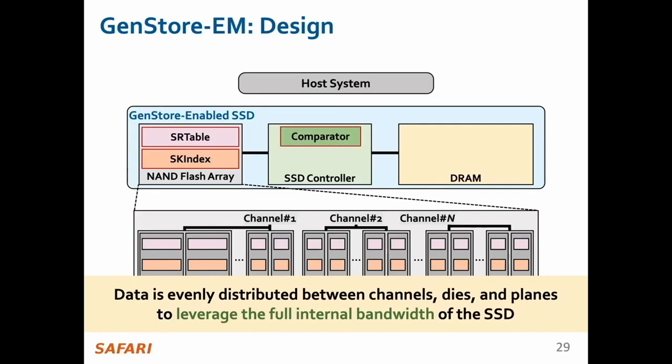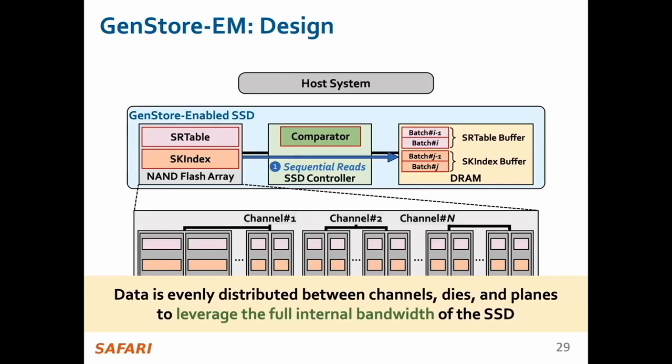GenStore EM consists of two steps. Step 1 reads the two data structures from the NAND flash chips in a batched manner and puts them in the DRAM inside the SSD. Since we read sequentially, we can read in small batches, and we don't need to have the whole table or whole index in DRAM. Therefore, only a few hundred megabytes of DRAM is enough to keep the full throughput of leveraging the internal bandwidth of the SSD.